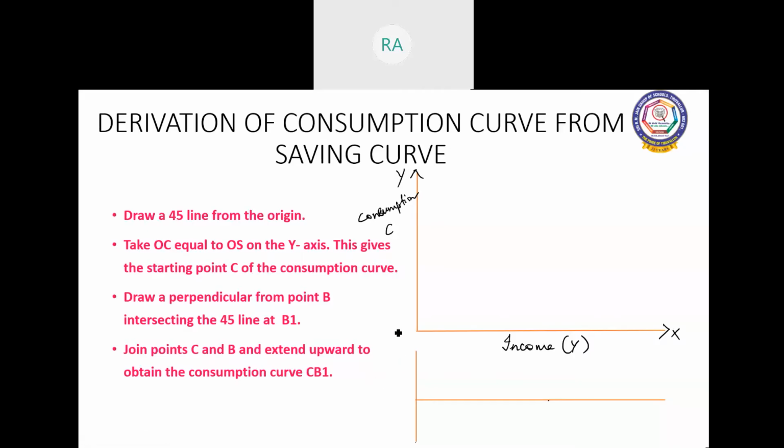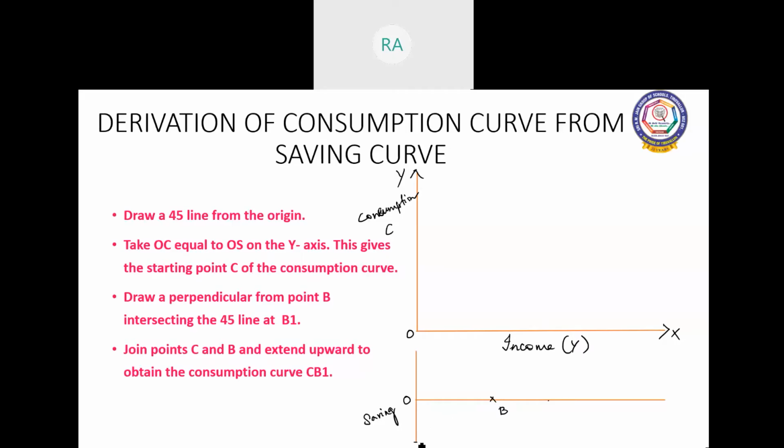And this is the point of origin, and below the point of origin is the negative y-axis where we mark the saving, and this is the starting point of savings curve. Let us mark point B, and this is the point where there is zero saving. It means the entire income is spent on consumption, so there is no savings.